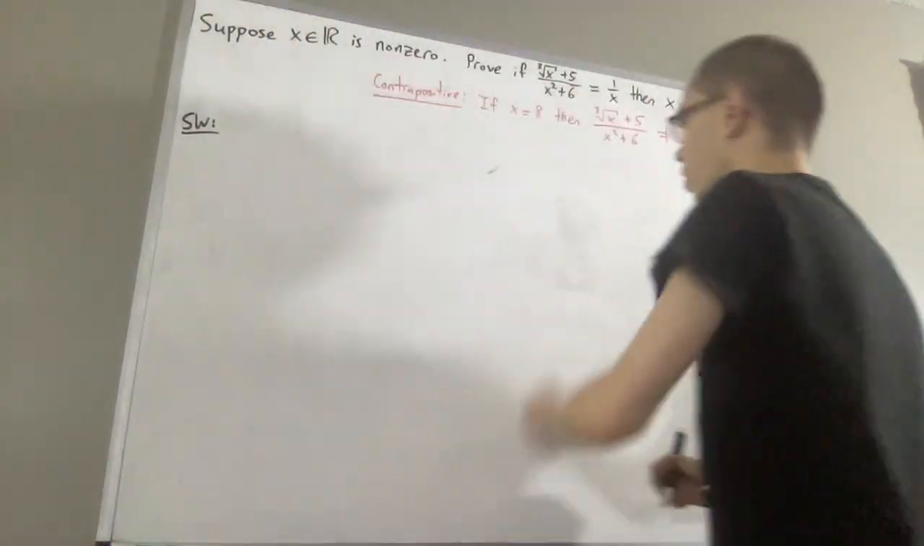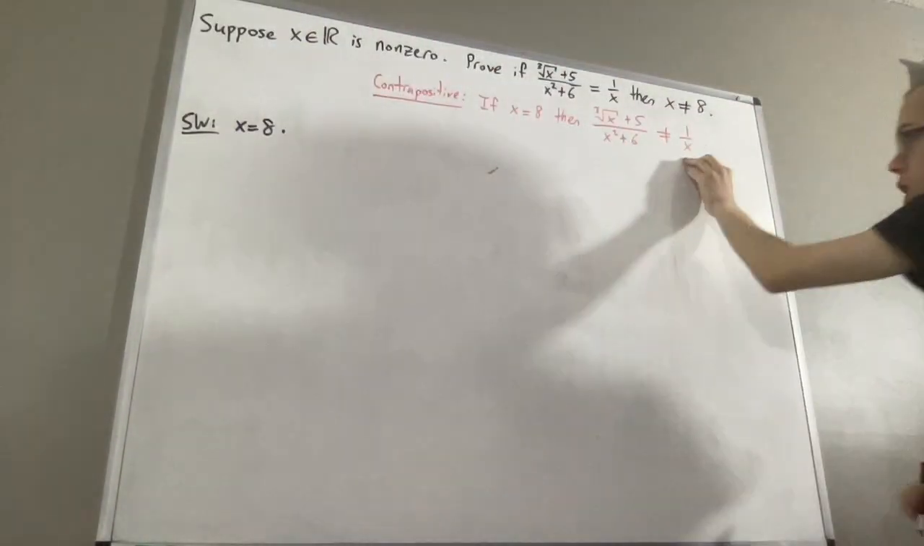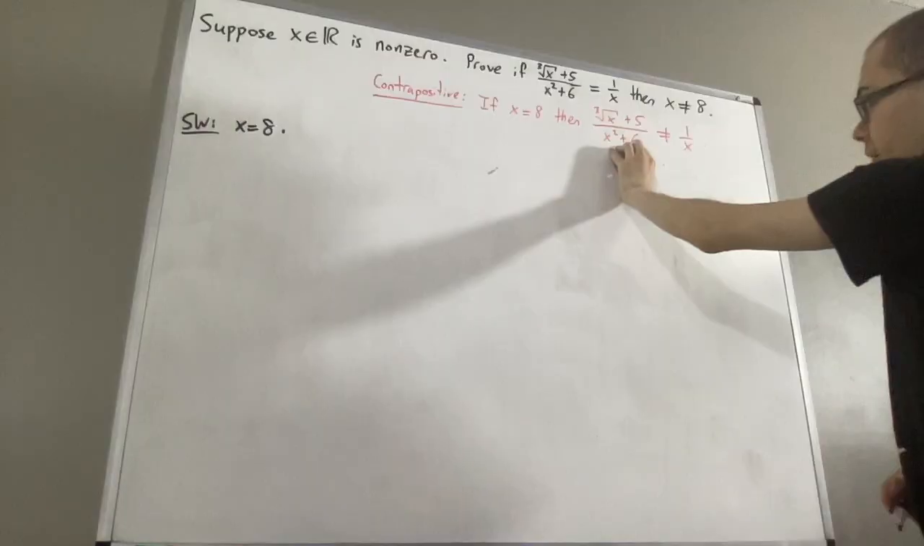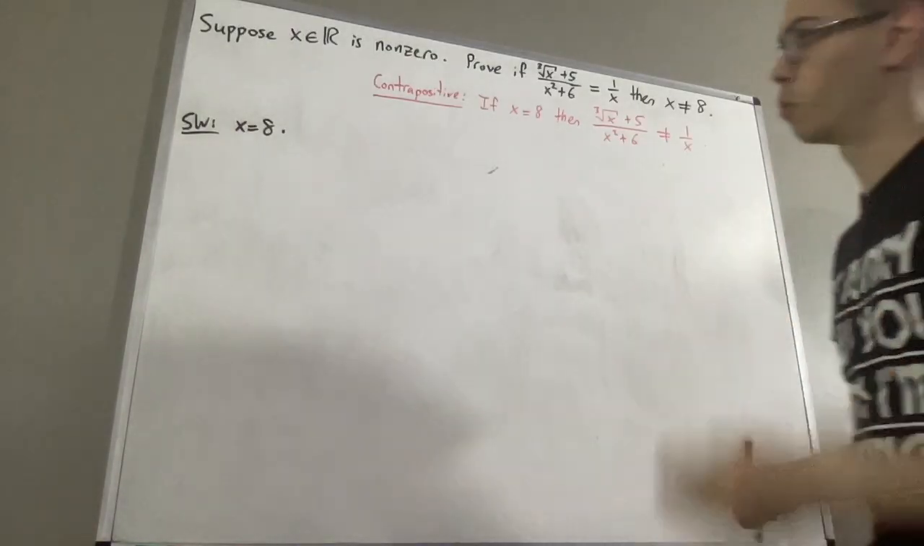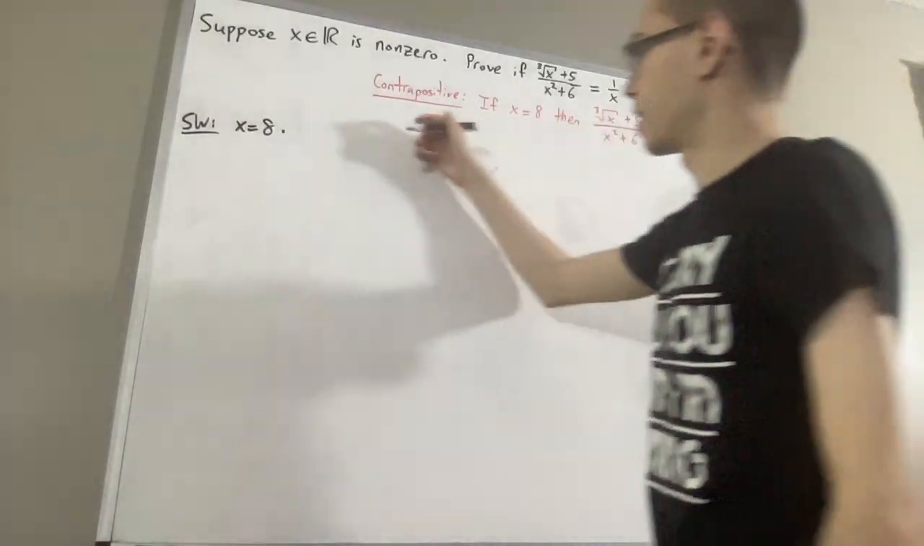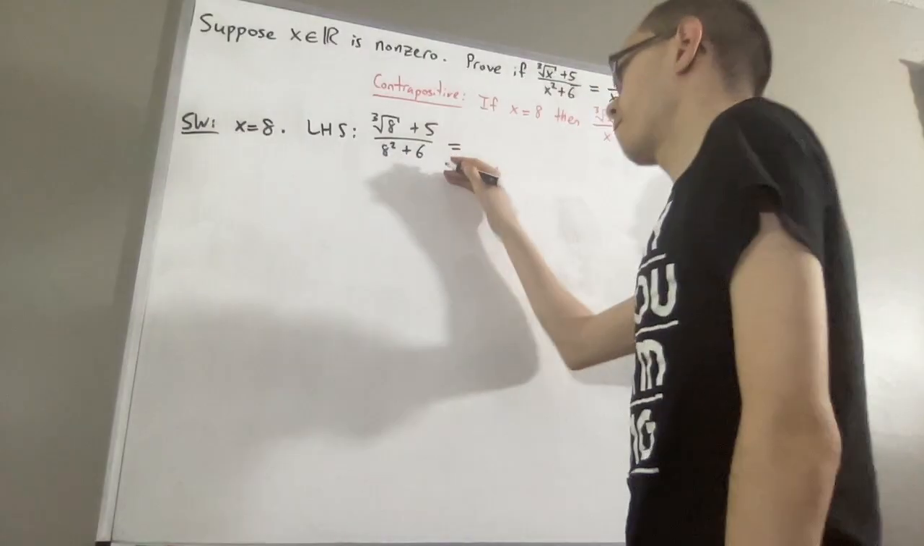So for our scratch work, we're proving this statement. So let's make the assumption x is equal to 8. But then to logically deduce that these guys aren't equal, we're just going to plug x in for 8 on the left-hand side, plug x in for 8 on the right-hand side, show that they aren't equal. So starting with the left-hand side, this is what we have.